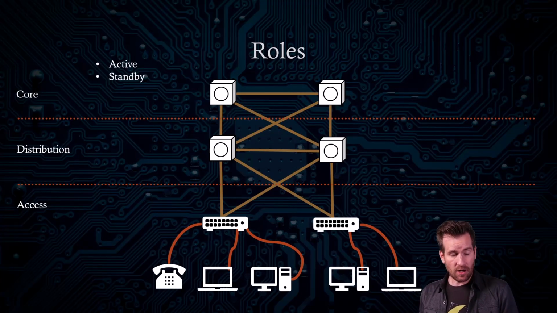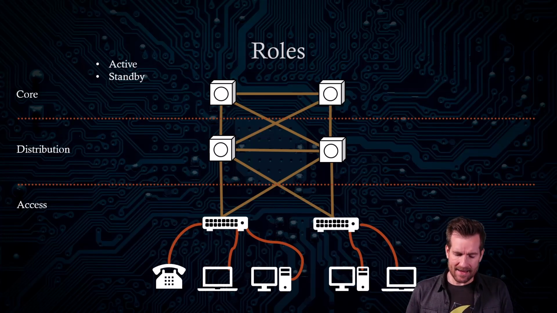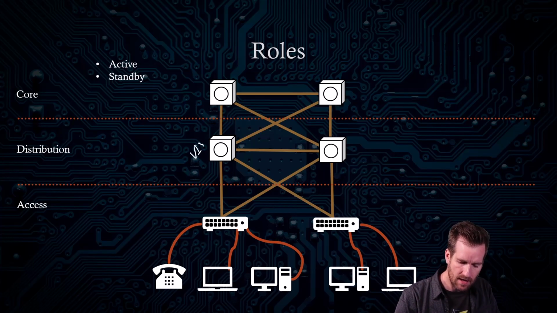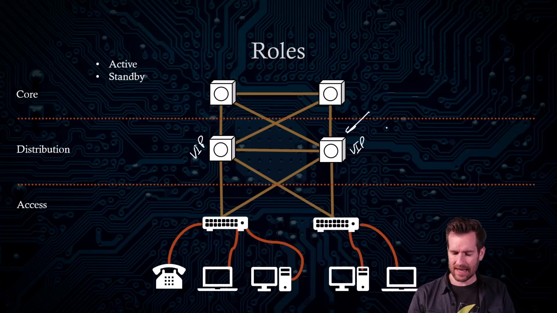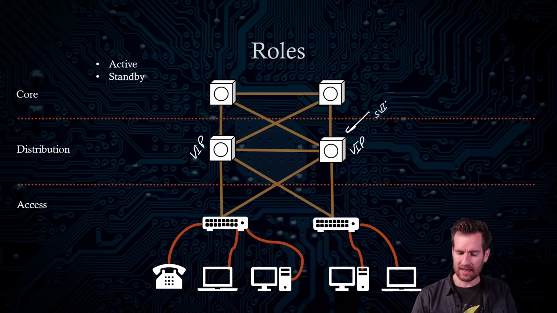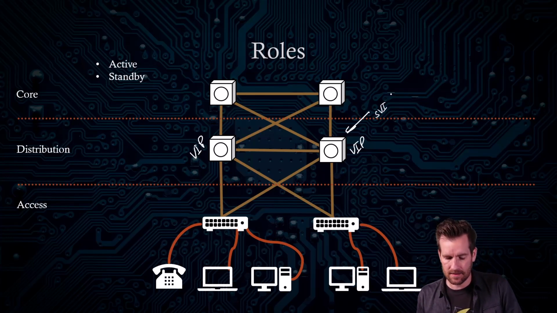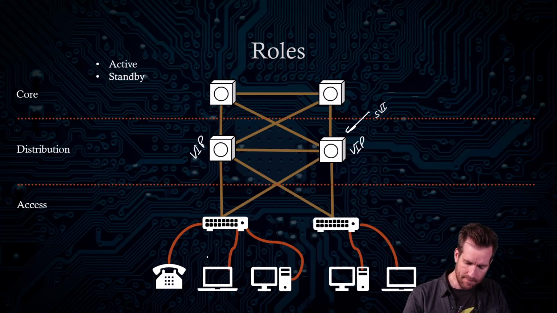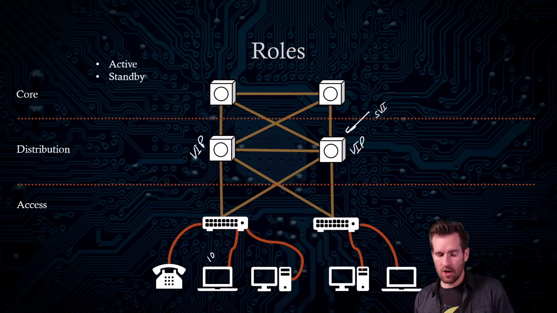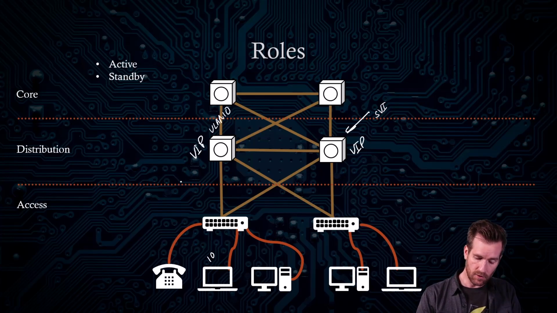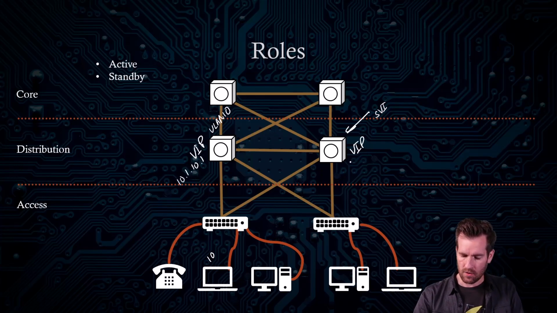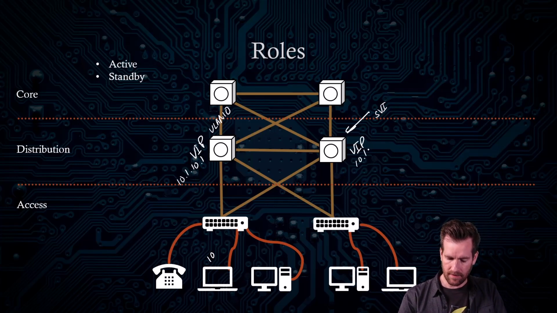Just like FHRP, HSRP has a virtual IP address. Since these are layer 3 switches, you would set it up on the SVI interface for whatever VLAN it's associated with. So let's say this laptop is associated with VLAN 10. You would then set this virtual IP address up on VLAN 10, and it would point to this virtual IP address. In this case, let's use 10.1.10.1. And you would set that up on both of these devices.